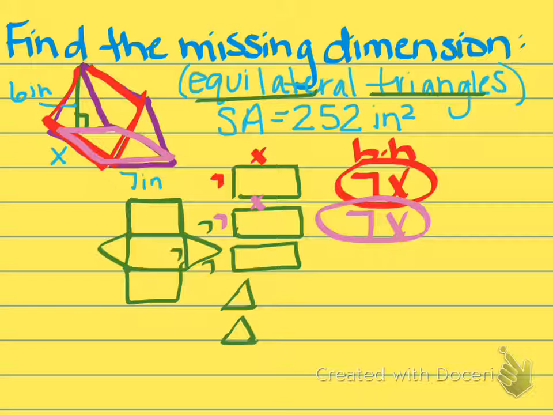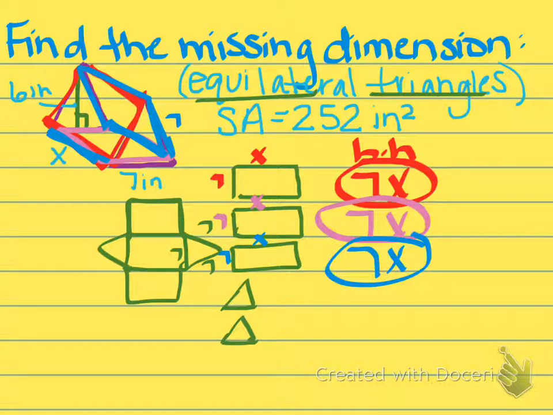Then I'm going to do the other side of my triangular prism, and we know that this side is 7, and we know that this is x. So what we notice is that all of my rectangles are the same because it's an equilateral triangle. So they are all 7x. Then I'm going to work on the triangles.